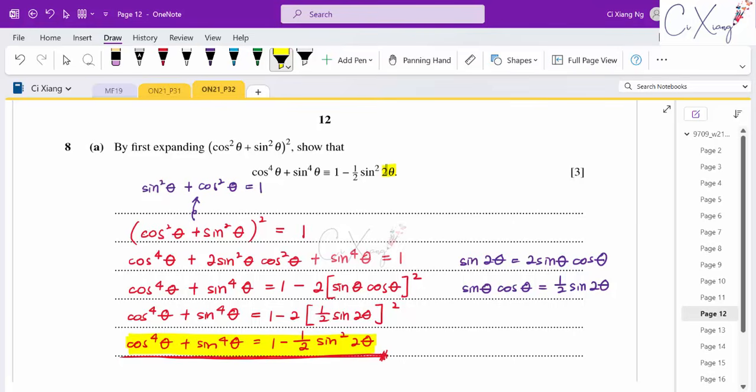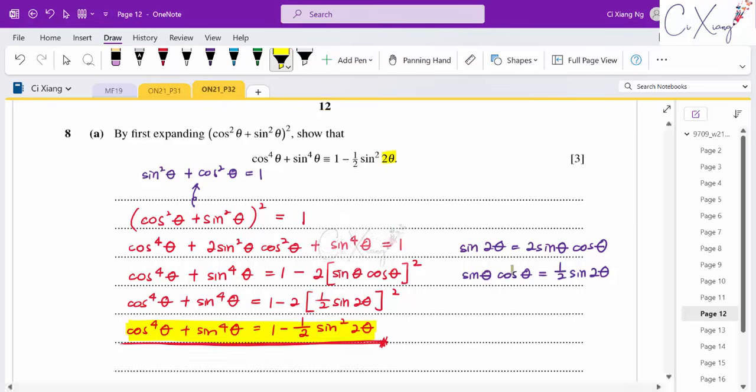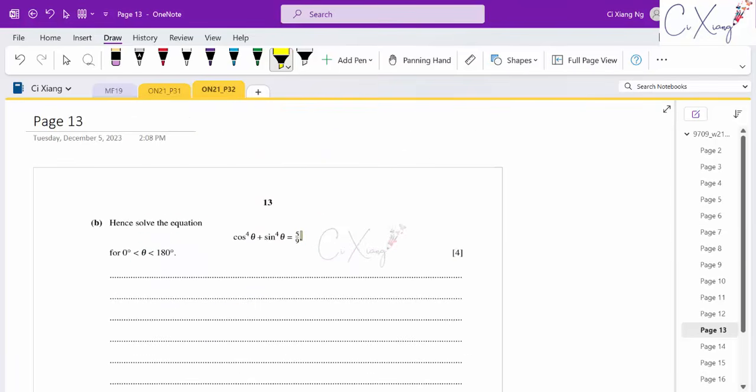Then now we'll proceed to part B. Since in part A they asked us to prove some result, very likely in part B we'll want to apply this result when we solve the question. So let's proceed further to part number B.